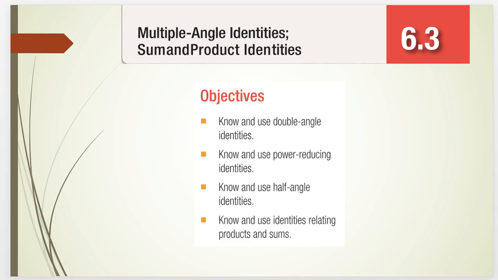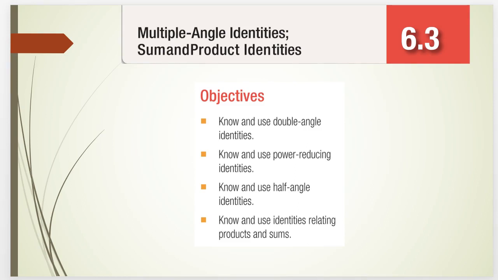So this shows what we're going to be talking about. We're going to talk about the double angle identities, the power reducing identities, and the half angle identities, and talk about products and sums. So you need to have your yellow sheet with your laws and identities and one of your unit circles handy while we do this.